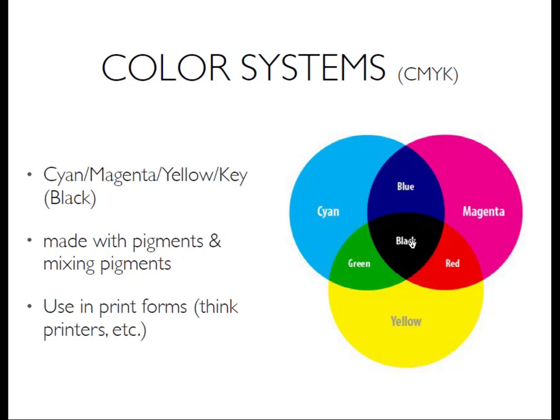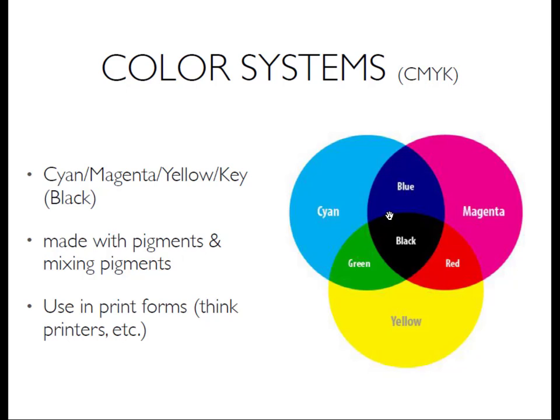Now the reason why they actually include black is because when you mix cyan, magenta, and yellow, it does not create black. It actually creates kind of a medium to dark, maybe like a 75-80% gray. Okay, so that's why they include black, so that you can actually print a true black when you are printing.